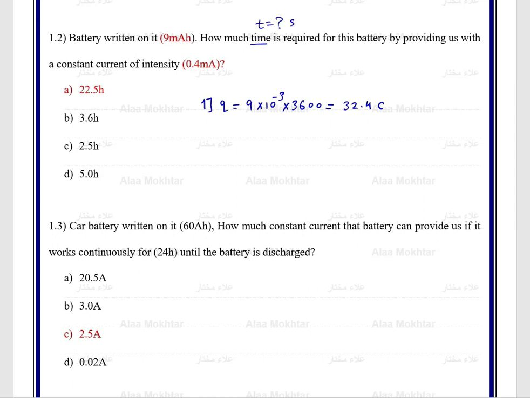We can convert from second to hour by dividing by 3600. How much time is required for this battery, by providing us with a constant current of intensity 0.4 milliampere, so that it's I. Second step, I equals 0.4 milli multiplied by 10 to the negative 3 ampere.